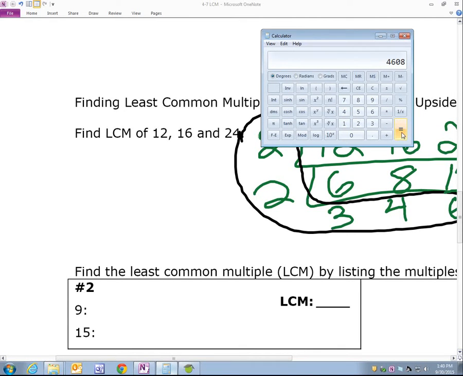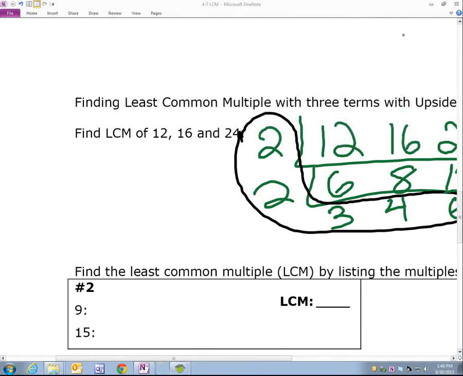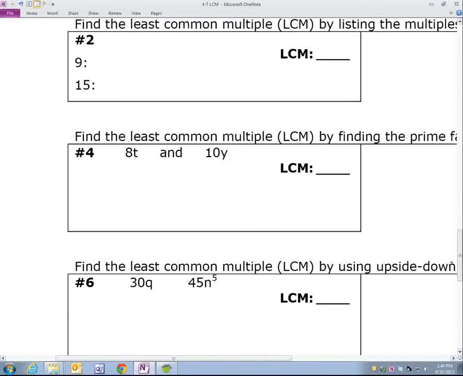Okay, so now this time that you're tuned in, listen. That is a common multiple. Oh, but it's not the least. It's not the lowest number or the least. Good. Glad we're done with that.